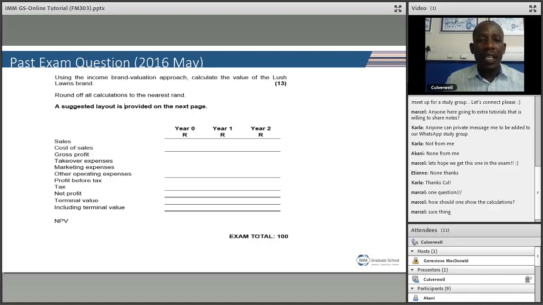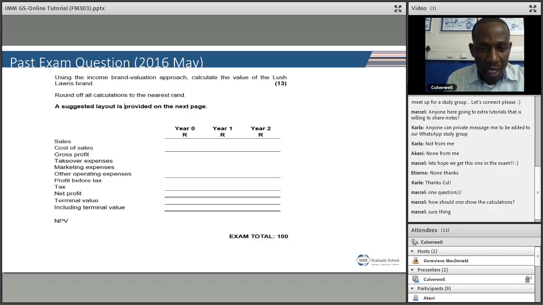So if you're calculating your brand valuation using the income approach, they've given you a format. If you look at this format, I'm going to flip back to where the question is. Sales less cost of sales gives you gross profit. They added takeover expenses here, but my marketing expenses and other operating expenses remain the same. The flow going downwards is almost the same. The only two additional lines are terminal value and the one including terminal value.